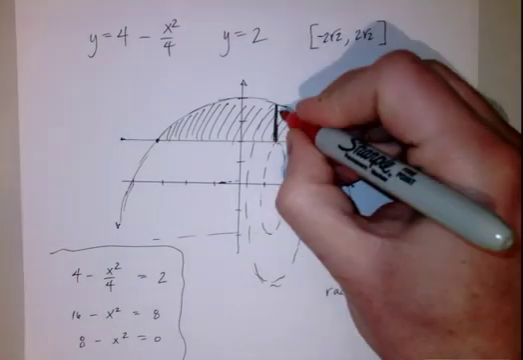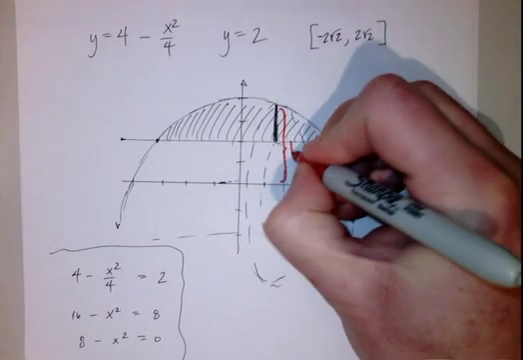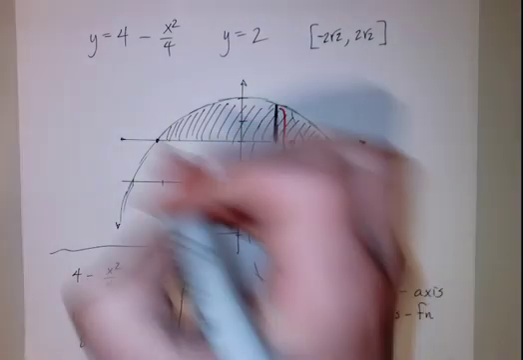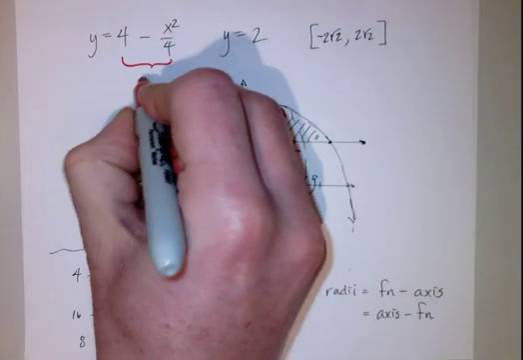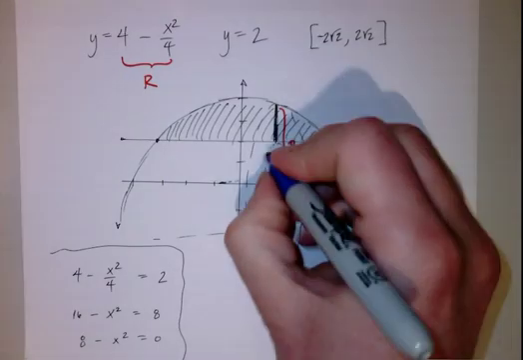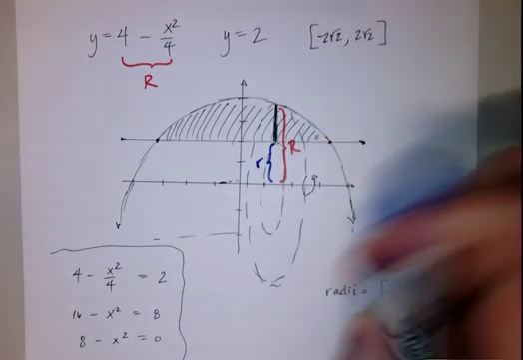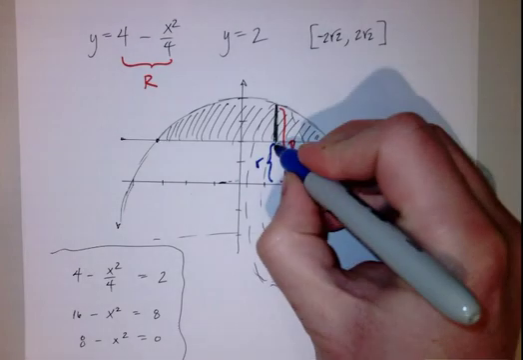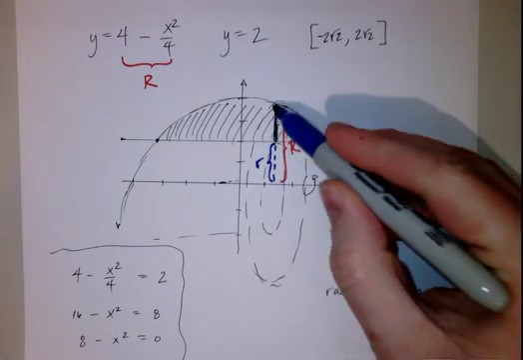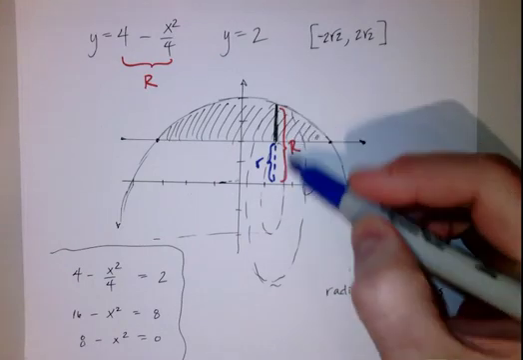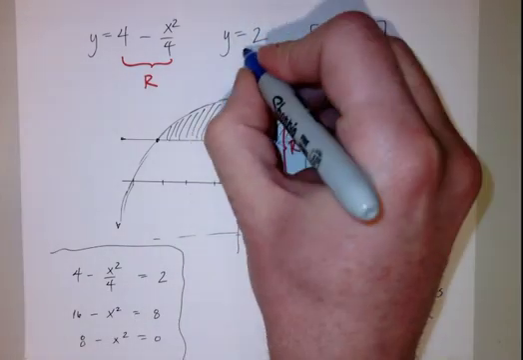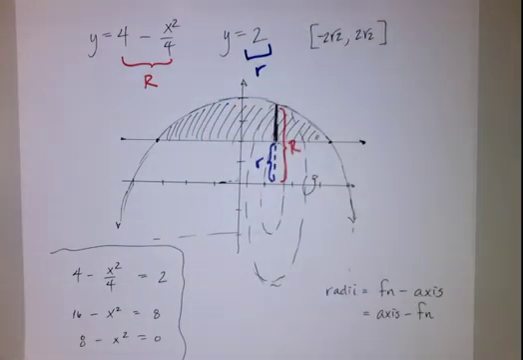I recognize the fact that this right here is going to be my big R. No matter where it is, it's going to be big R, and that is basically this. That is my big R. My small r is going to be this gap right here. That's going to form the radius of the hole, whereas the function value is going to create the big radius. So this right here is my small r.